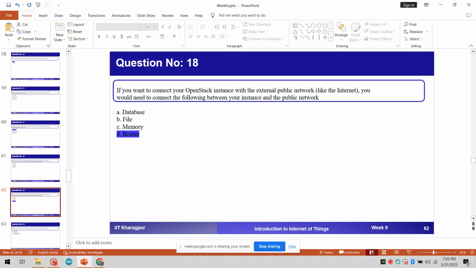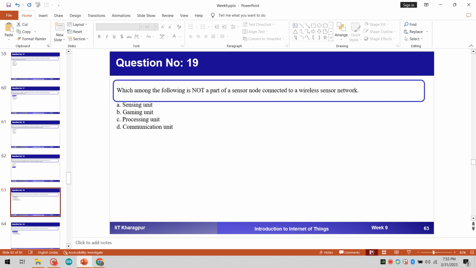Okay, so you were asking for the answer of question number 18. So router is the correct option, D. Thank you, ma'am. Next question is, which among the following is not a part of sensor node connected to wireless sensor network? Options are sensing unit, gaming unit, processing unit, communication unit. B, gaming unit. Yeah, gaming unit is correct option.